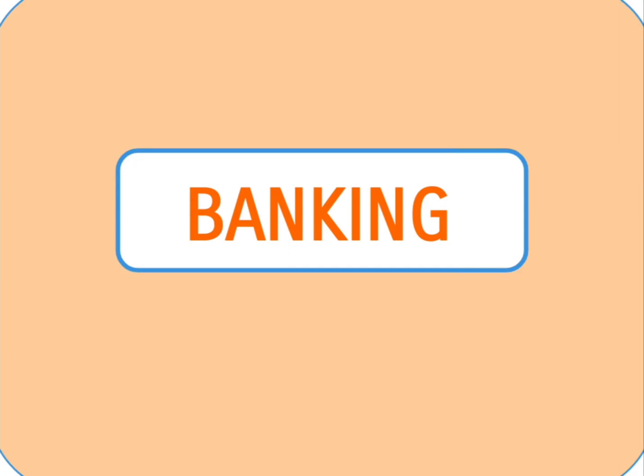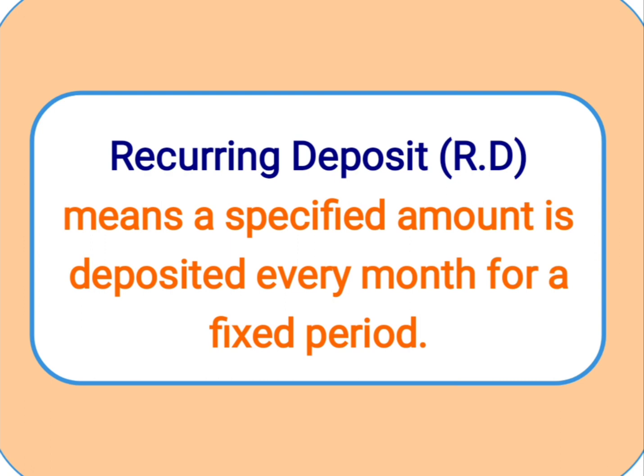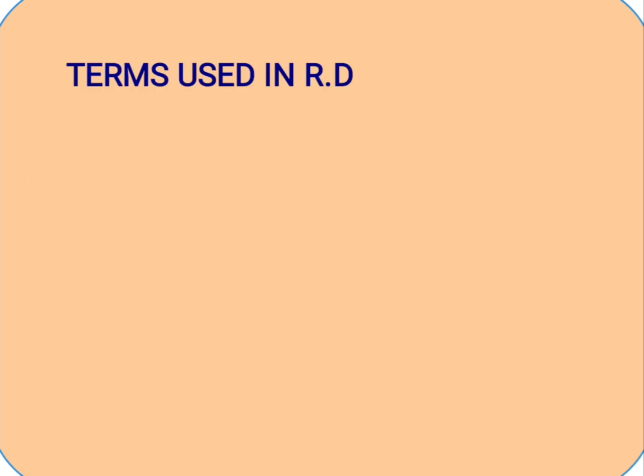Hello friends, today we are going to see about banking, which is the second chapter in the 10th ICSE mathematics. In banking, we are going to see recurring deposit. It is a type of saving in which a specified amount is deposited every month for a fixed period of time. Terms used in RD, that is recurring deposit.